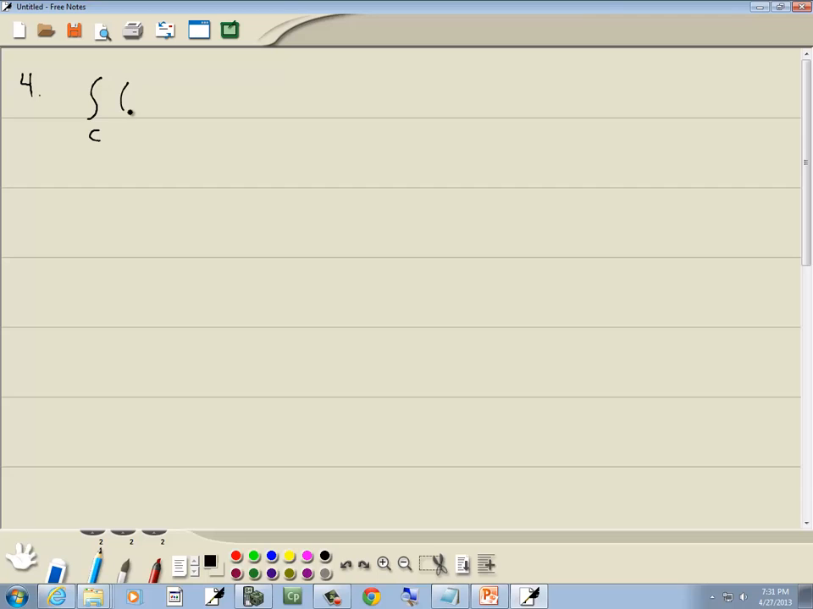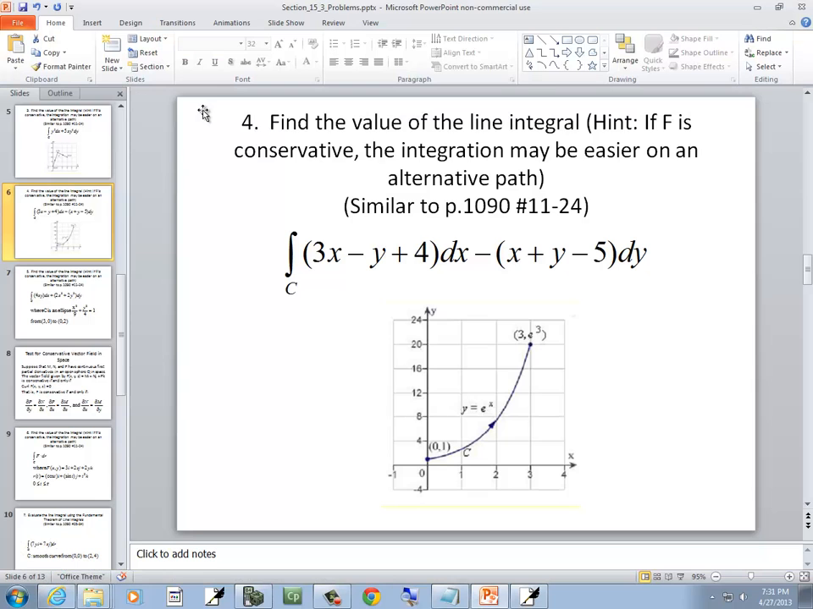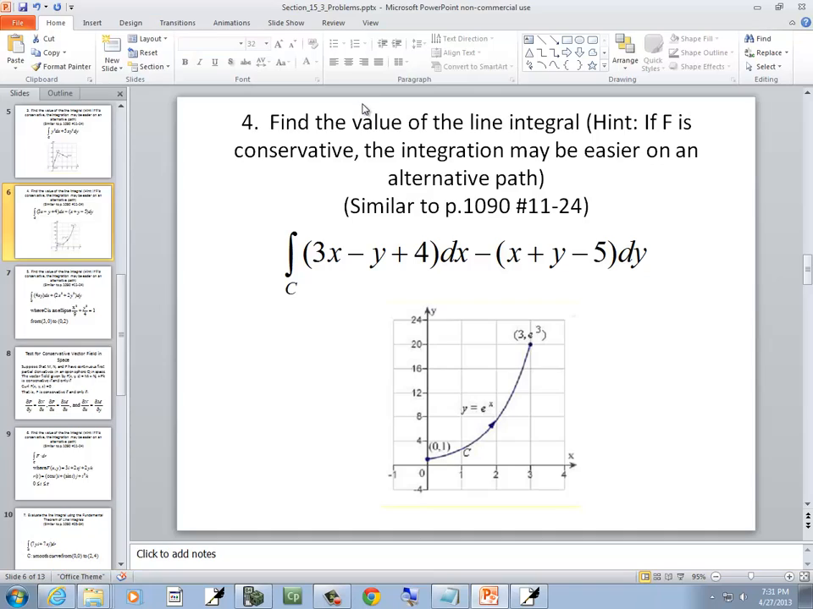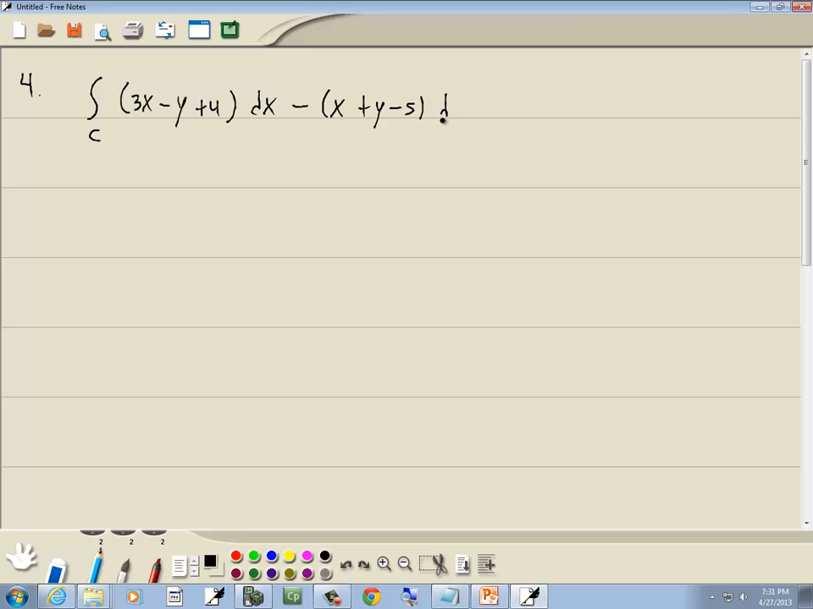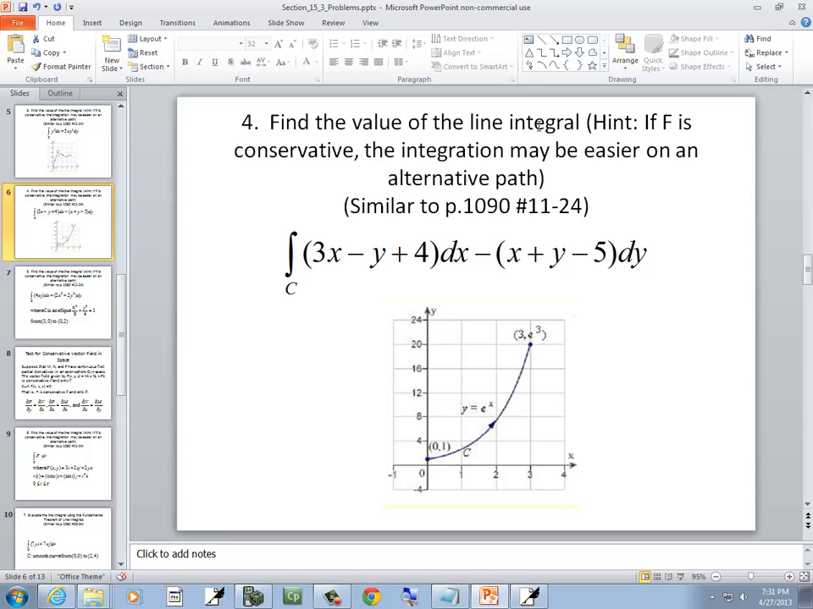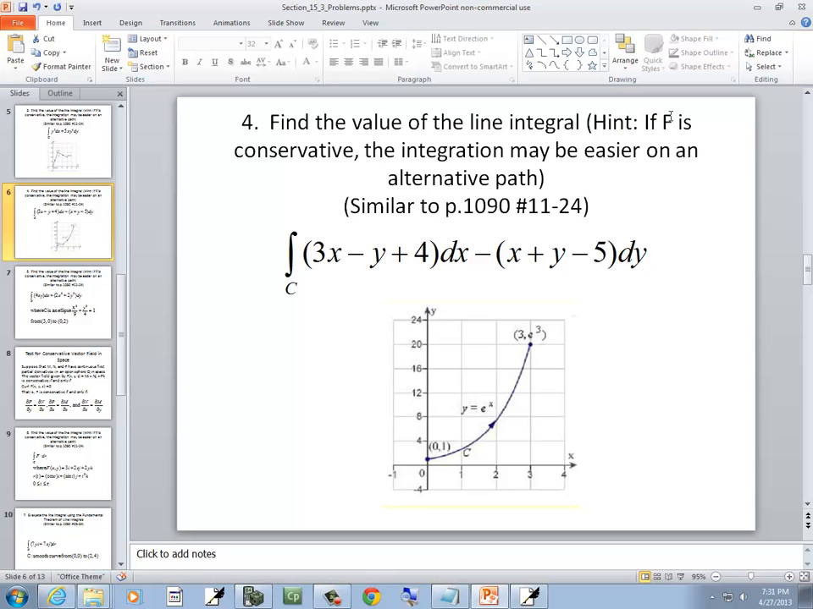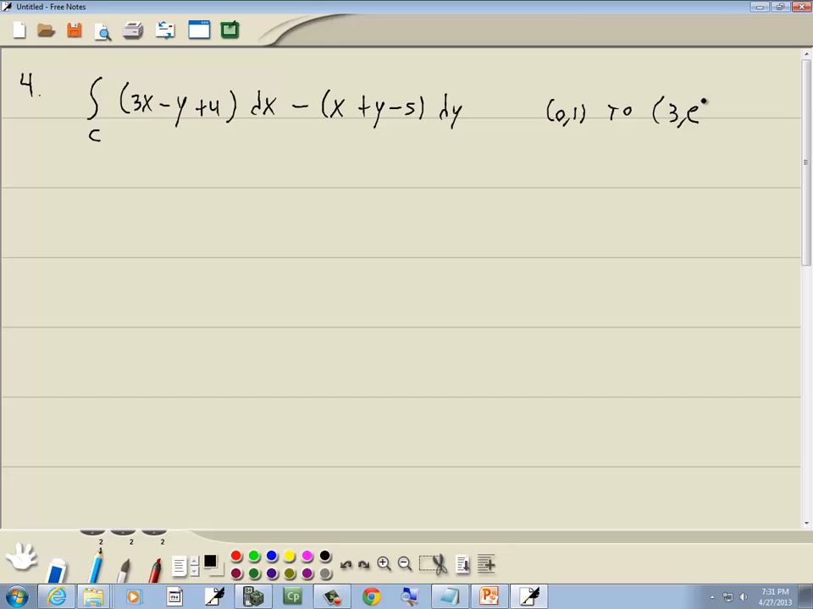And this goes from, let's see, 3x minus y plus 4 dx minus x plus y minus 5 dy. And we're going from the point 0, 1 to 3, e to the third, assuming it's conservative. Well, again, this is our m, and including the negative out in front, this is our n.